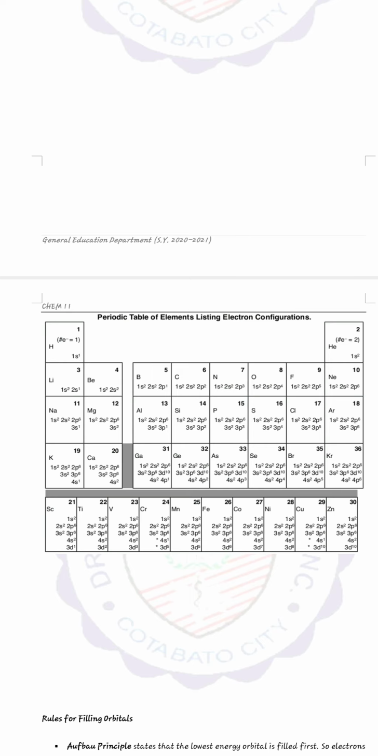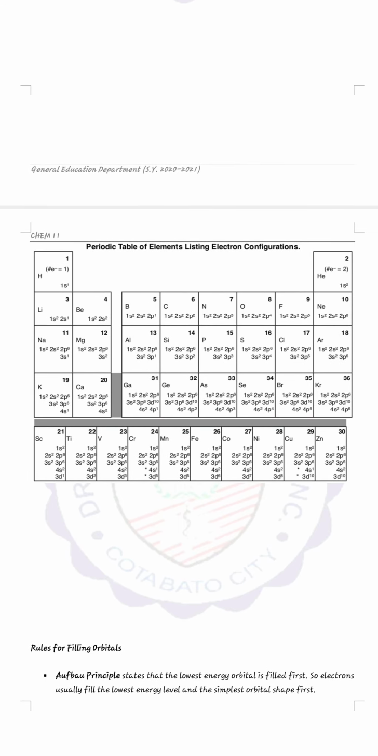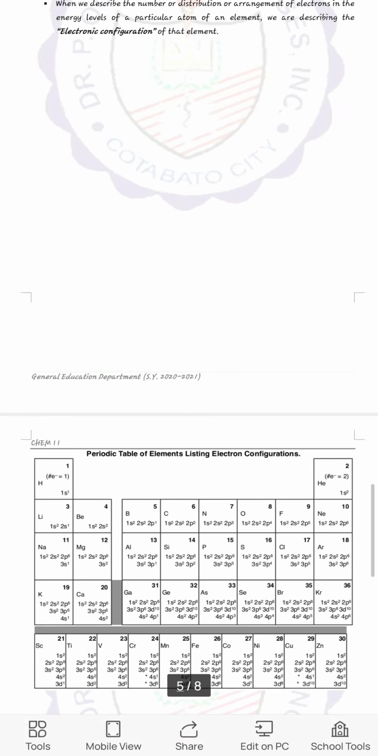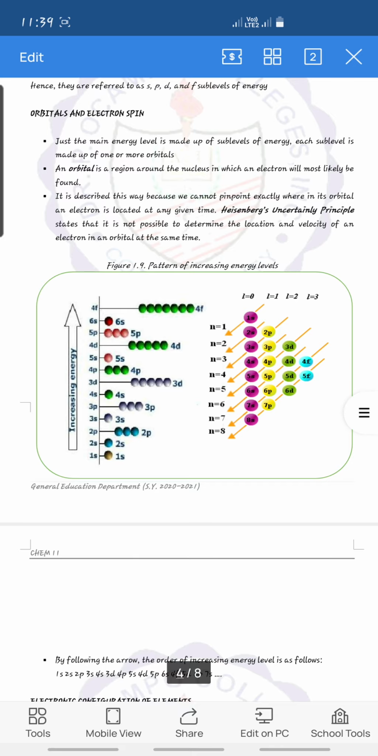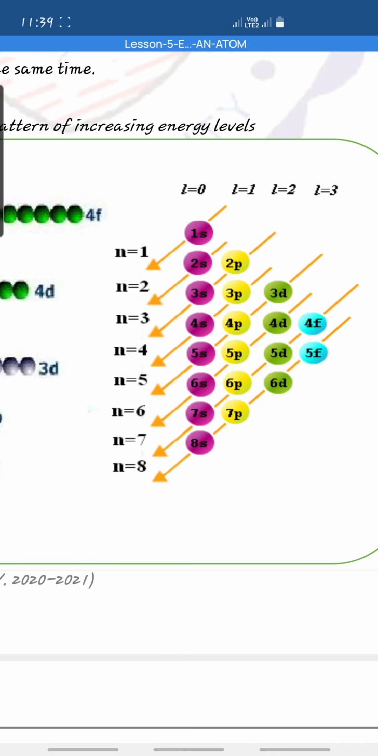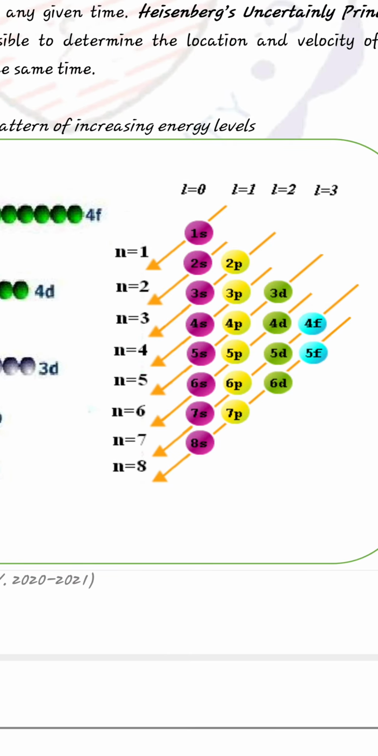So how? Like for example, beryllium. What is the atomic number of beryllium? We have 4. Let's go from easy to hard. Okay, beryllium, we have 4. So let's take a look at the pattern. It started with 1, 'di ba? For the pattern, it started with 1, then s. The electrons that can be used in s is 2. So it is 1s2. So the first electronic configuration in beryllium is 1s2.